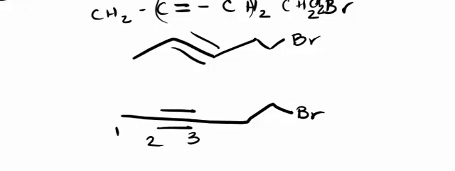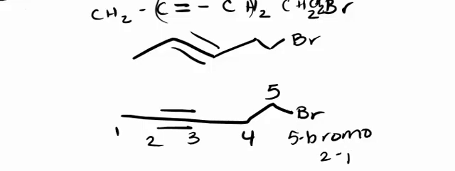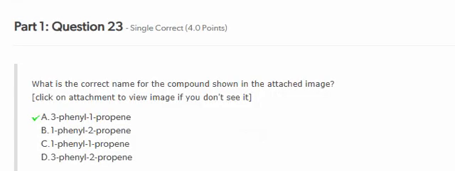So here's carbon 1, 2, 3, 4, 5. So this is 5-bromo-2-pentyne. Remember, we need to decrease the number of the functional group before we decrease the number of the substituent. Number 23, correct name for the compound shown.